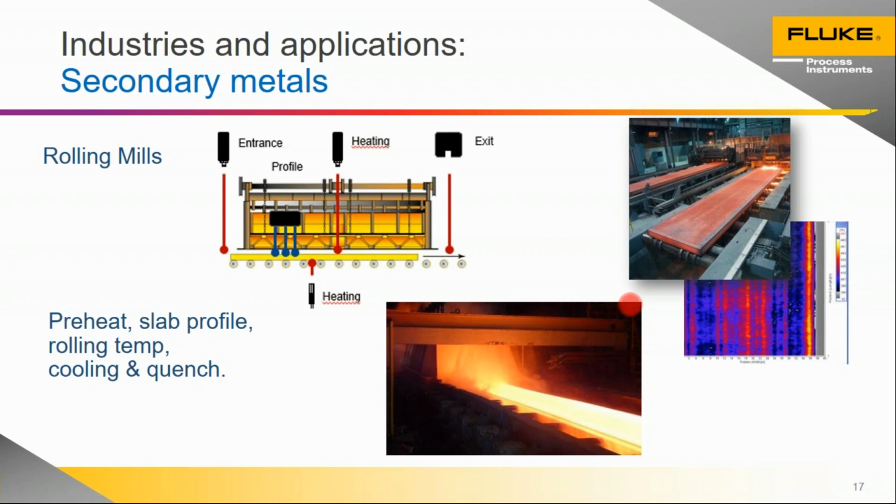Some of the characteristics of this kind of application are that you always have some cooling water or cooling liquid involved, and you generally have to look through some steam or water on top of the product as it's going in and out of rolling. And so it's very common to use a two-color pyrometer, which is able to look through essentially that steam and still get a good surface temperature measurement.